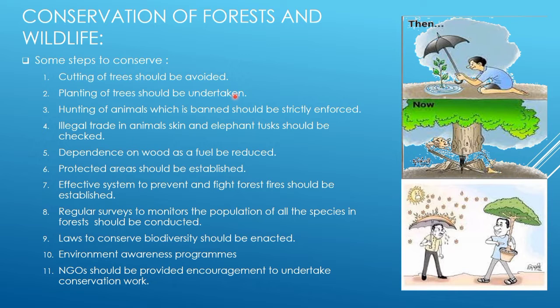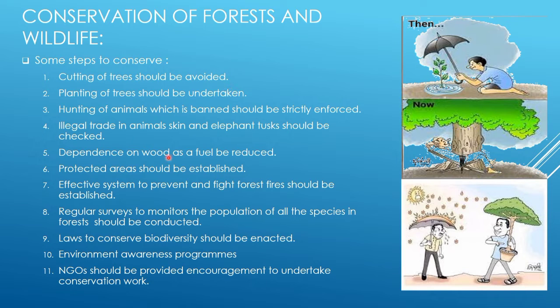Hunting of animals, which is banned, should be strictly enforced. You might have seen many jungles in our own areas, right? Many signboards are pasted in every forest. Why? They are banning all these huntings of animals. But we are just keeping the notice, and we are not strictly enforcing it. So we should avoid hunting of animals. Why? Because some animals may become extinct anytime. So we have to preserve them, we have to conserve them.